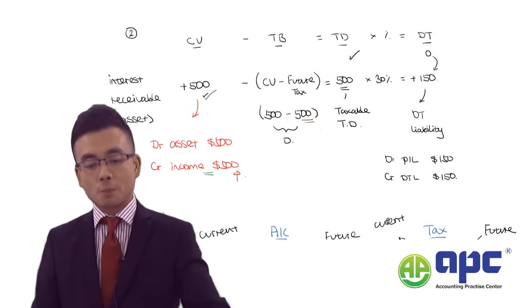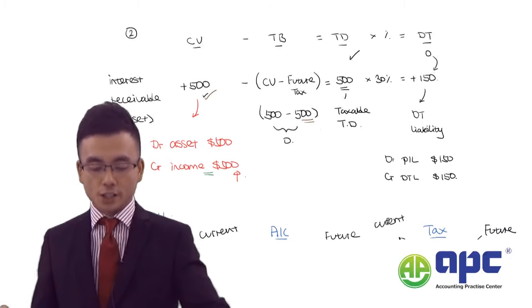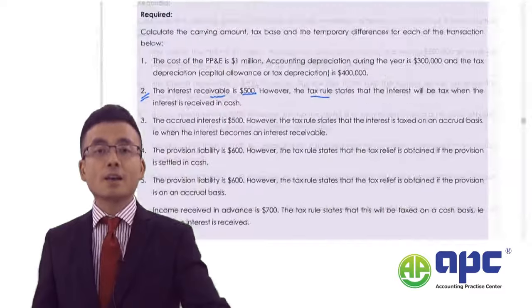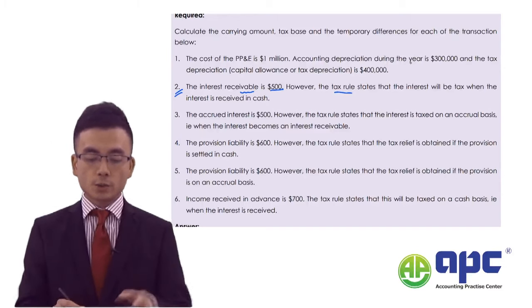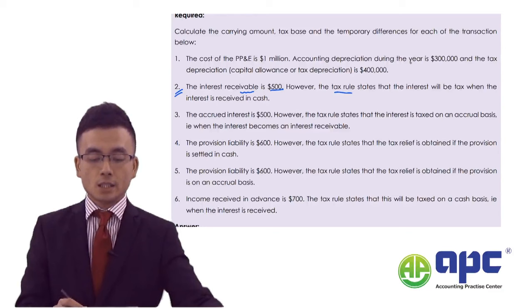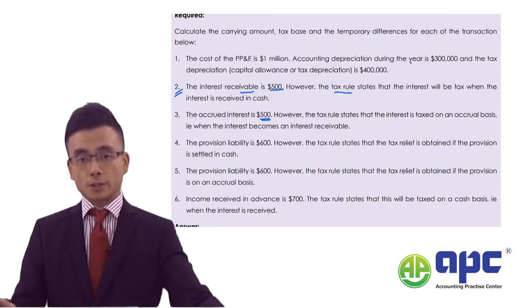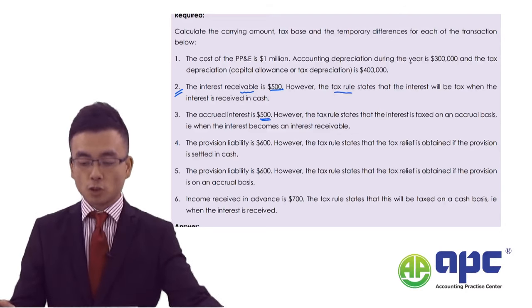So that's one example of how deferred taxes actually work. And let's see another case. Let's see case number three. We're told the accrued interest, again, we debit the accrued interest asset worth $500, and we credit the other income worth $500.